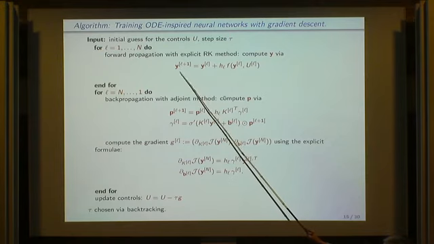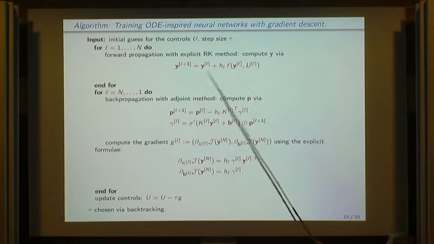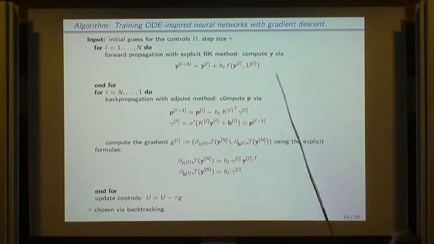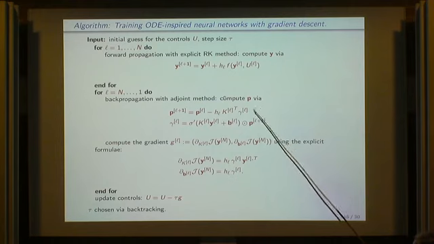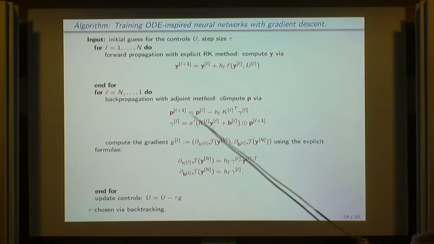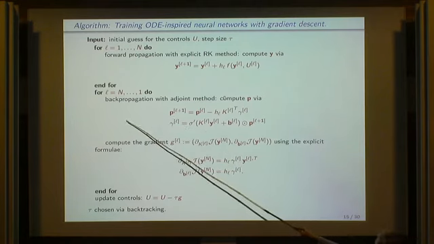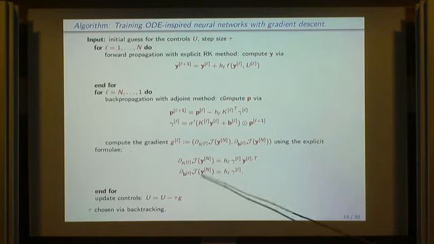So we have to integrate forward in time this equation. We go through all the layers. We obtain the last value. We use that in order to compute the boundary value for the variable p, which is at the end of the time interval. And then we integrate this equation backwards in time. And once we are at the first step, we are able to compute the gradients with respect to the corresponding parameters.